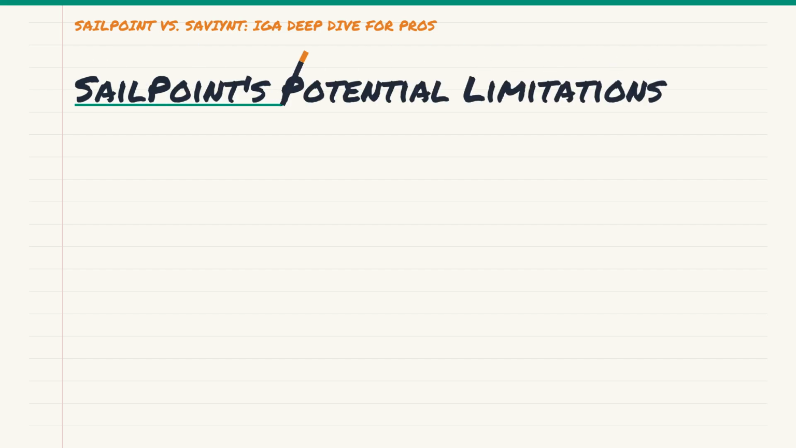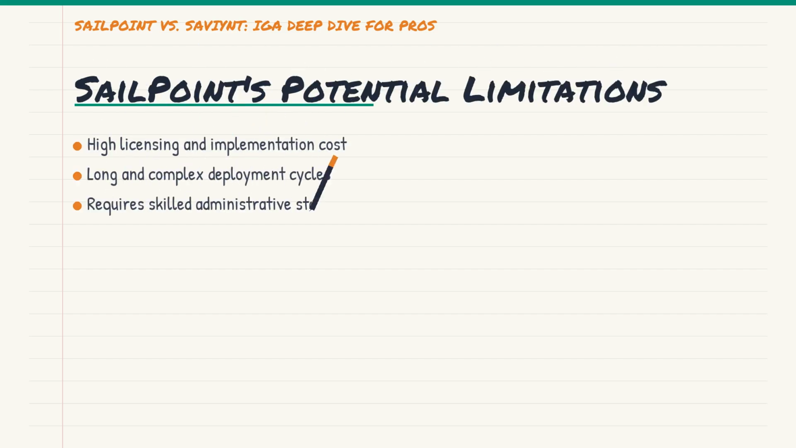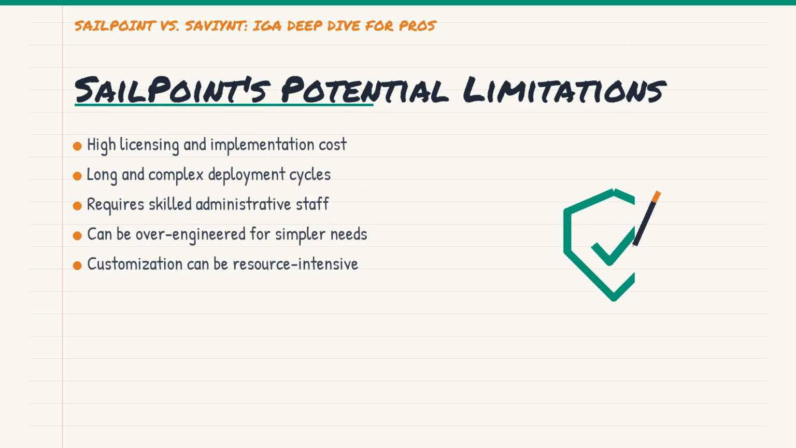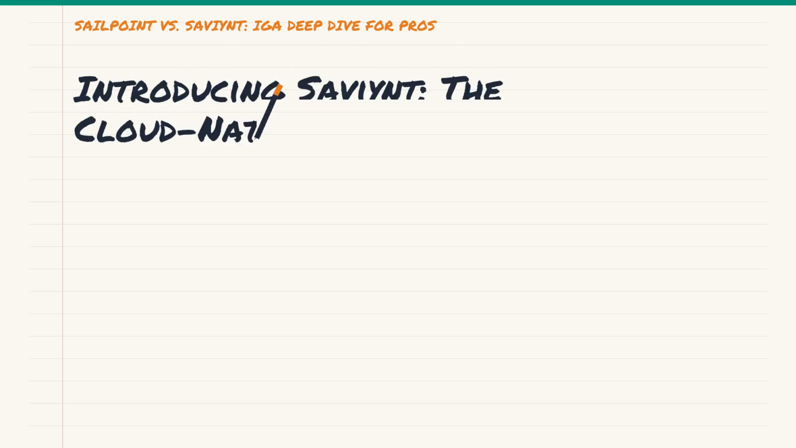However, SailPoint isn't without its challenges. One of the most frequently cited limitations is its cost. It's a premium solution, and for smaller or mid-sized organizations, the licensing and implementation costs can be prohibitive. Deployments can also be lengthy and resource-intensive, often requiring significant professional services. The complexity of the platform means that organizations need skilled personnel to manage and maintain it effectively. While it has broad capabilities, sometimes achieving very specific or niche governance workflows can require custom development, which adds to the time and cost. Now, let's look at Saviynt.